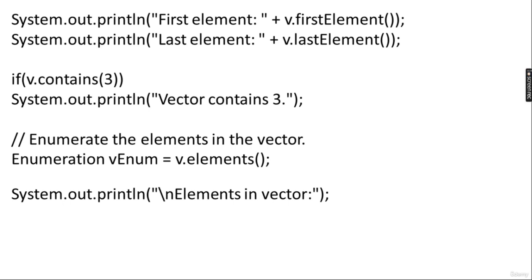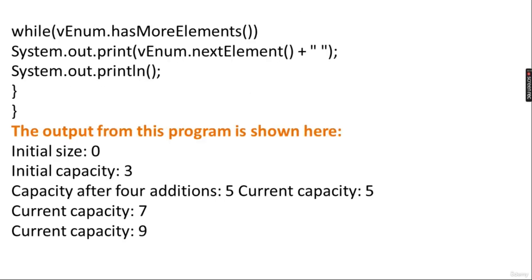Okay, Enumeration vEnum = v.elements(). Elements in the vector are: while vEnum has more elements, display the next element plus a space. Okay, initial capacity is 3.